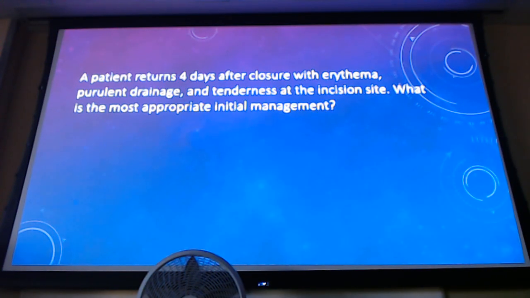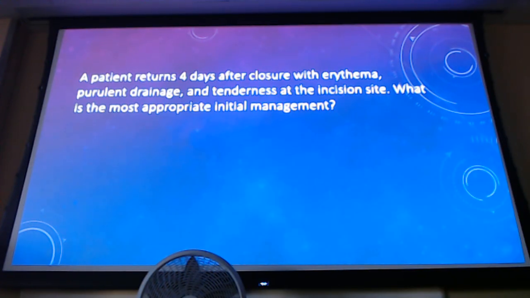Good. All right, a patient returns 4 days after closure with erythema, purulent discharge, and tenderness at the incision site. What do you want to do? Take them out. Then what? Okay, you're going to close by secondary intention. What do you got to do in between? Any antibiotics? Clean it. You can't just take the sutures out. You got to take them out, irrigate, and get rid of that abscess that's underneath.